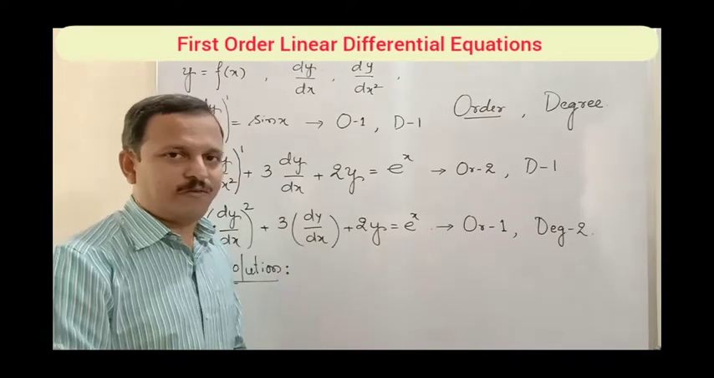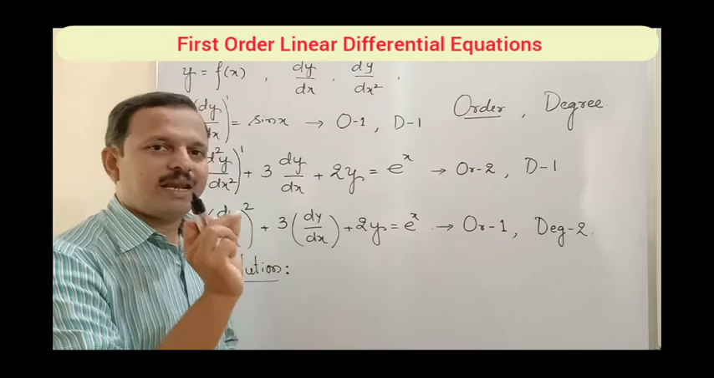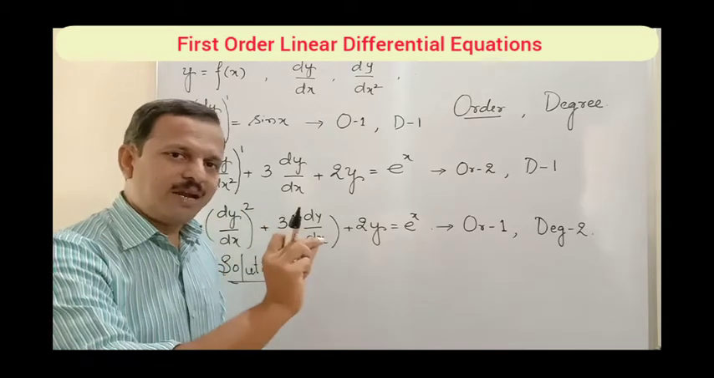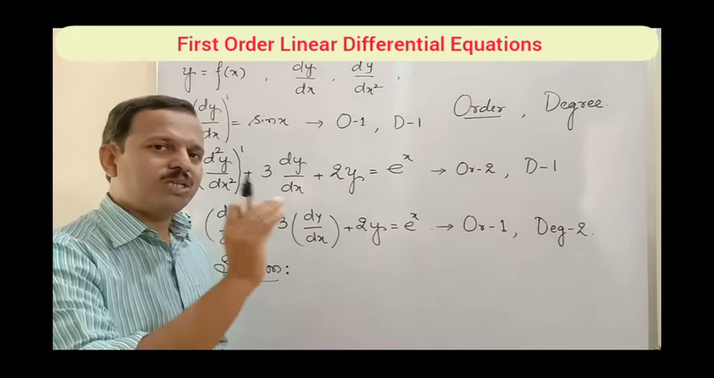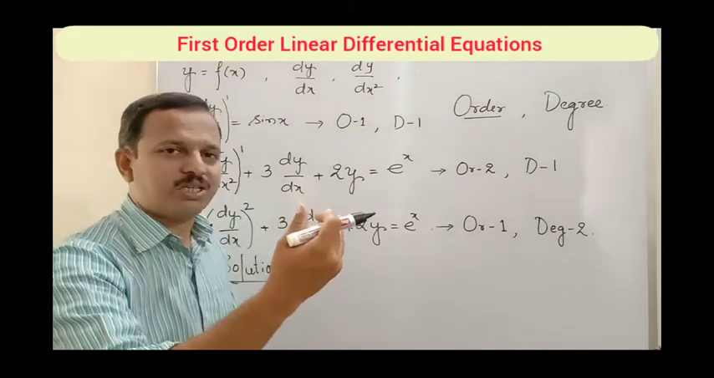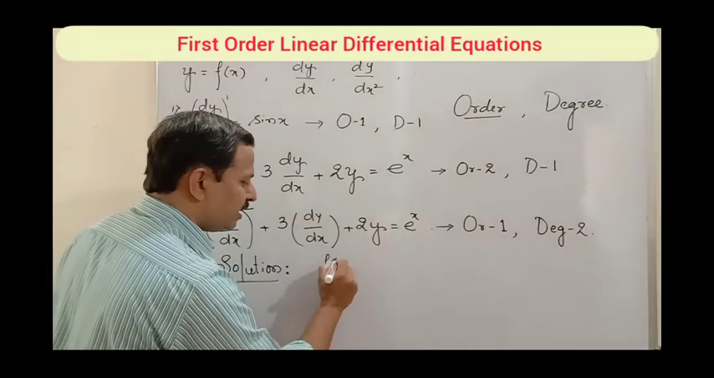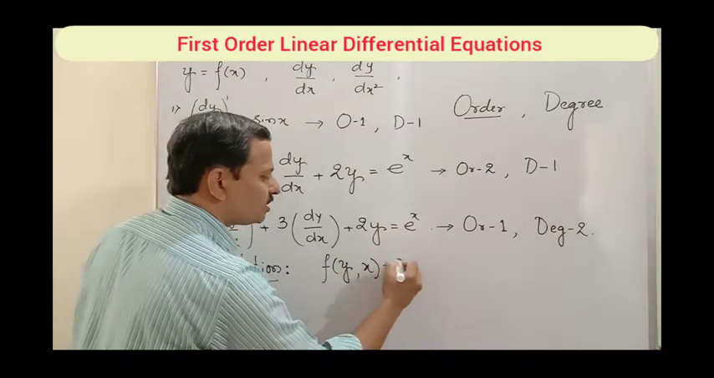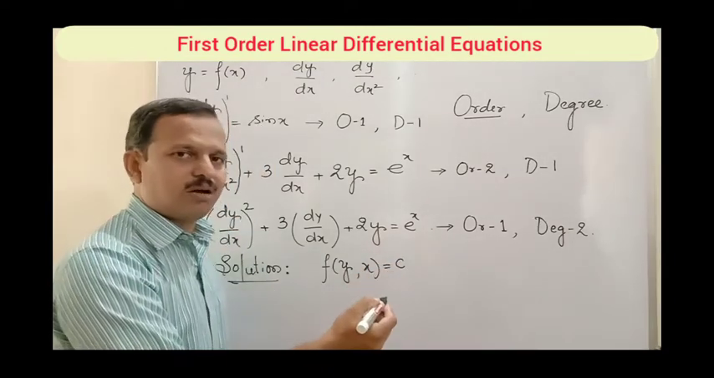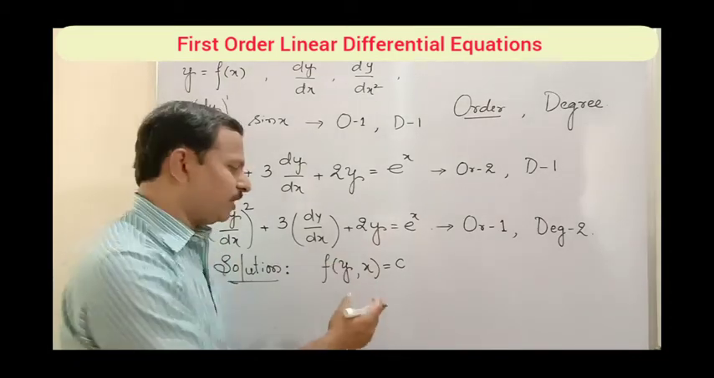So literally, if we define the solution of a differential equation, it is a relation between the dependent variable y and the independent variable x which satisfies the given equation identically. That is, some relation between the dependent variable y and x with some constant c that comes as a result of a particular process I will tell you later on.